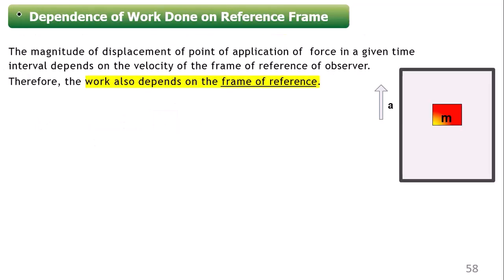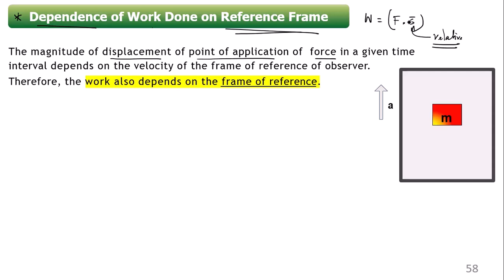Now, a very important concept comes from here onward: the dependence of work done on reference frame. Why? Because we are discussing the work done by a constant force, and I am writing work done equals force dot displacement. Now we understand the displacement vector is relative. Okay. So depending on which reference frame I am observing the particle, the work done will change. Okay. So magnitude of displacement of point of application of force. So what is the displacement?